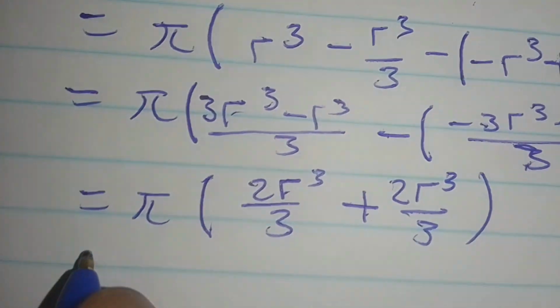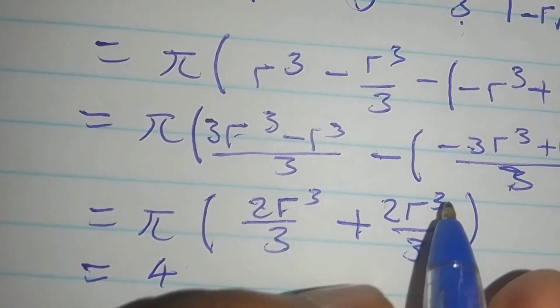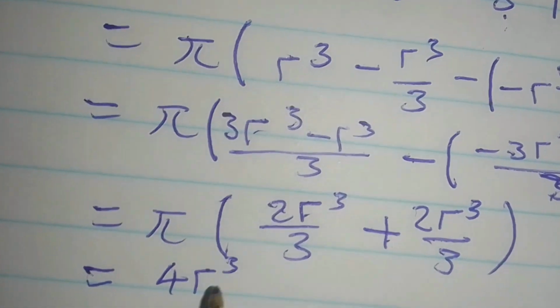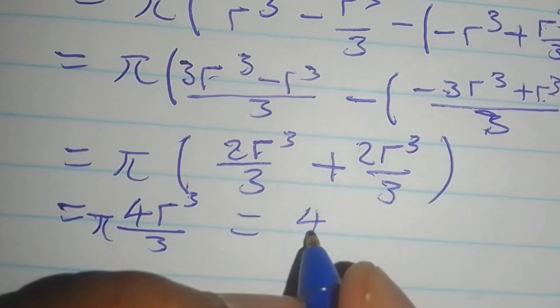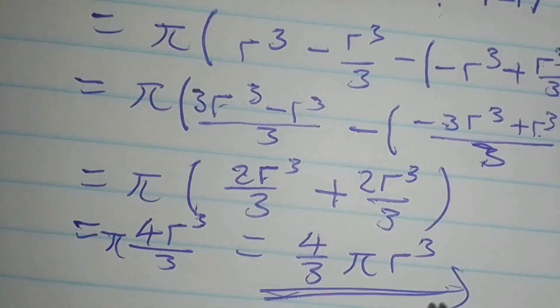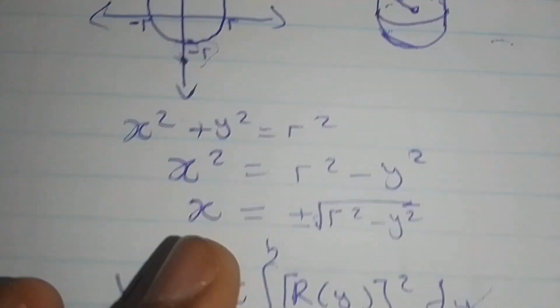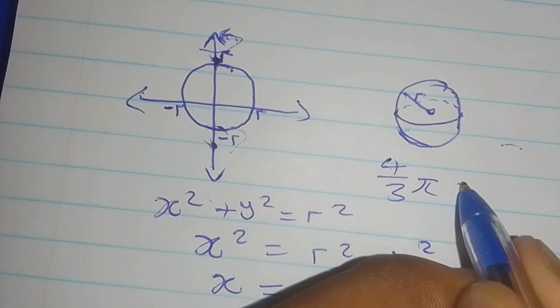And then simplify that, and then you get 2r cubed over 3 plus 2r cubed over 3 is going to be 4r cubed over 3. Then we multiply that by pi, rearrange it, and you'll see it written something like this: 4 over 3 pi r cubed. And that's the volume of a sphere. So the volume of a sphere is 4/3 pi r cubed.